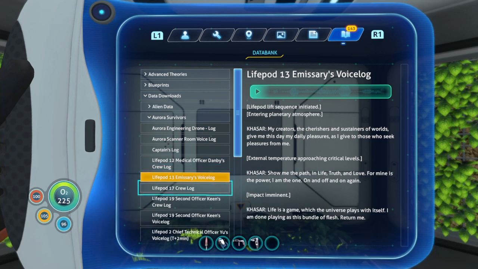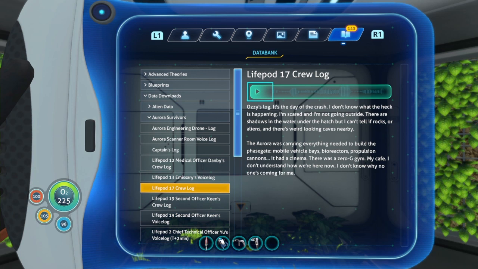Moving on to Lifepod 17, where you can find the PDA in Lifepod 17.